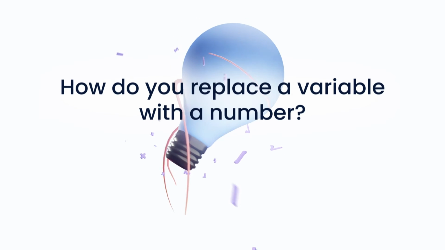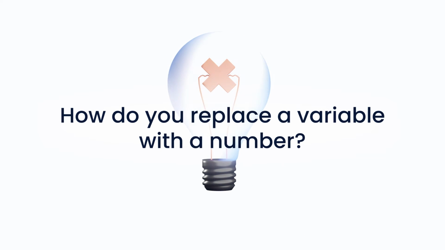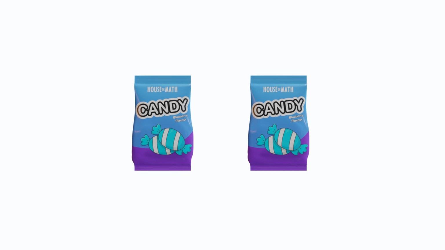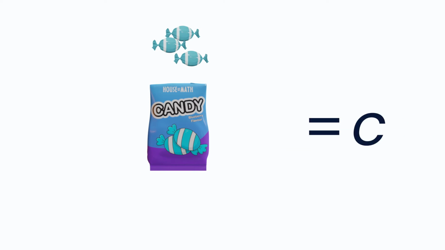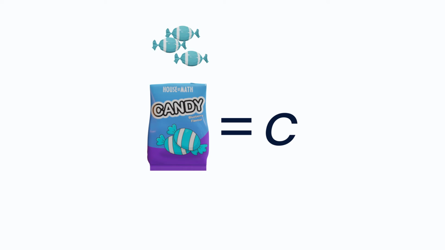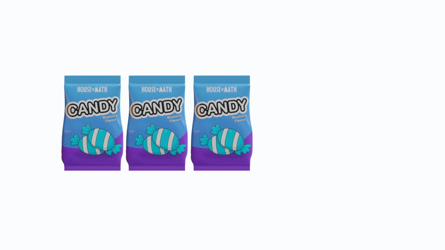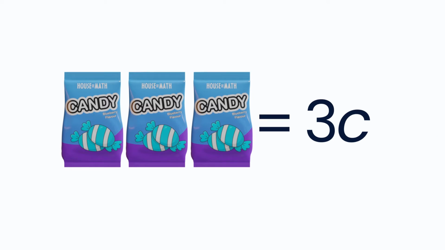How do you replace a variable with a number? Let's return to our example with the bags of candy. You did not know how many pieces of candy there were in each bag, but you knew there was an equal amount in each bag. You used the letter C to represent the number of pieces in one bag. You might also remember that 3 candy bags were written as 3C, meaning 3 times C.